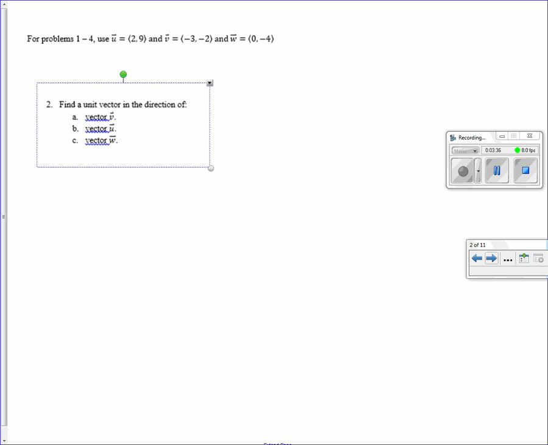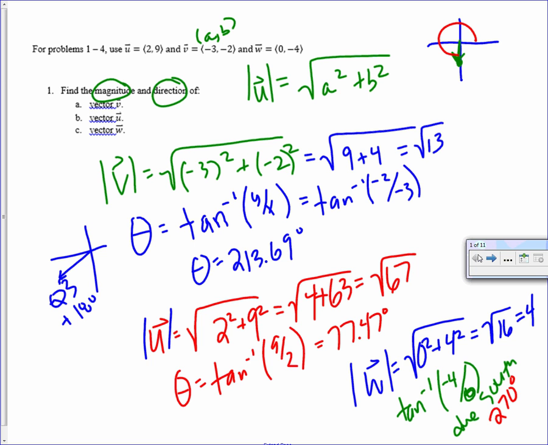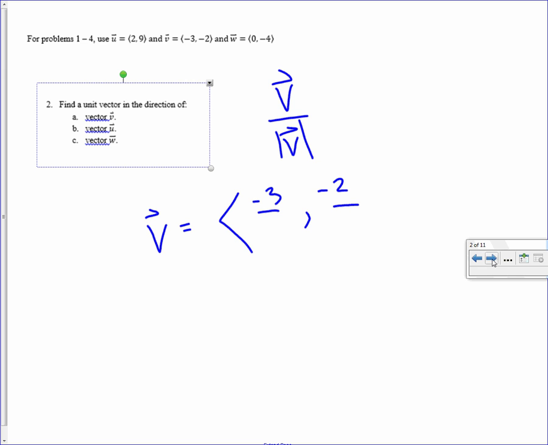All right, so next we're asked to find the unit vector of each of these. Remember that a unit vector is going to be the original vector divided by its magnitude. Be strategic. We've already solved for magnitude. So let's find vector v. The original vector v is negative 3, negative 2. But we're going to be dividing by its magnitude. If we look back, we found that the magnitude for v was radical 13. So we're just going to divide everything here by radical 13. No need to simplify.